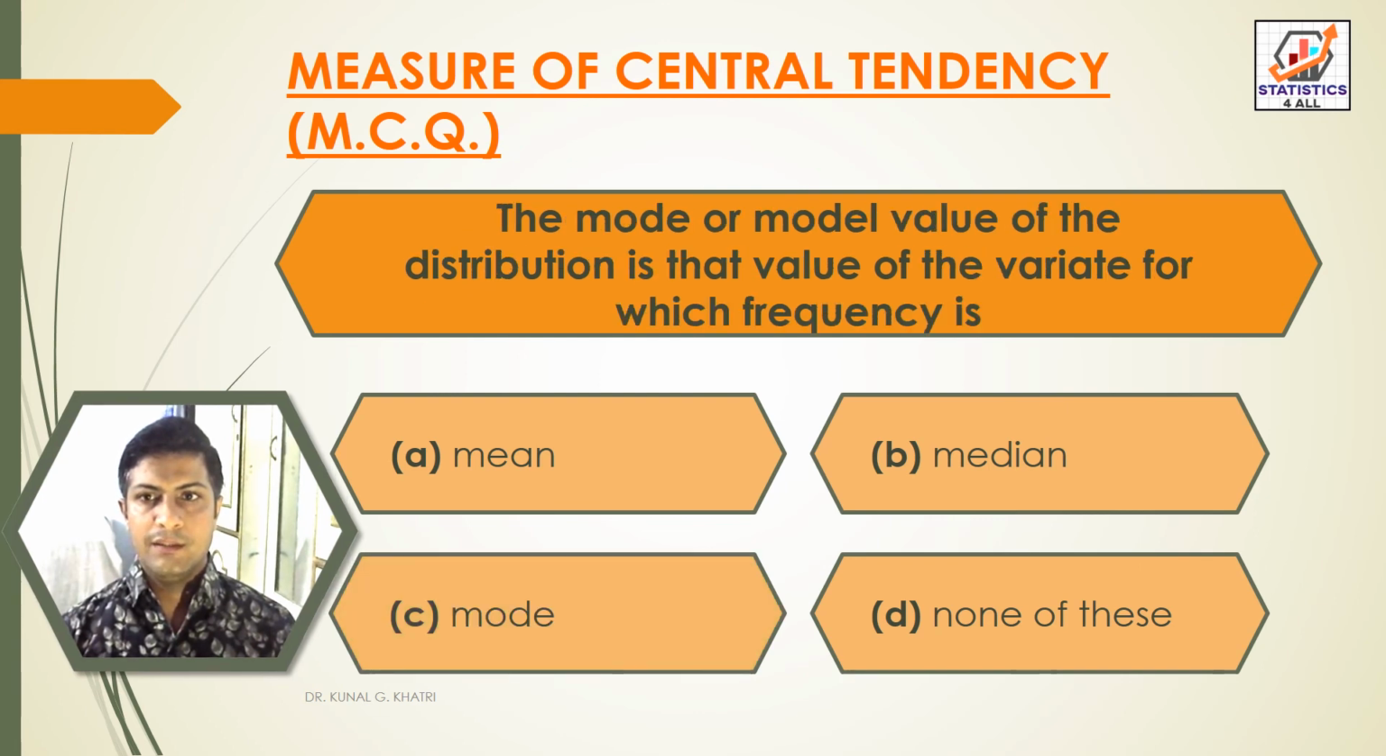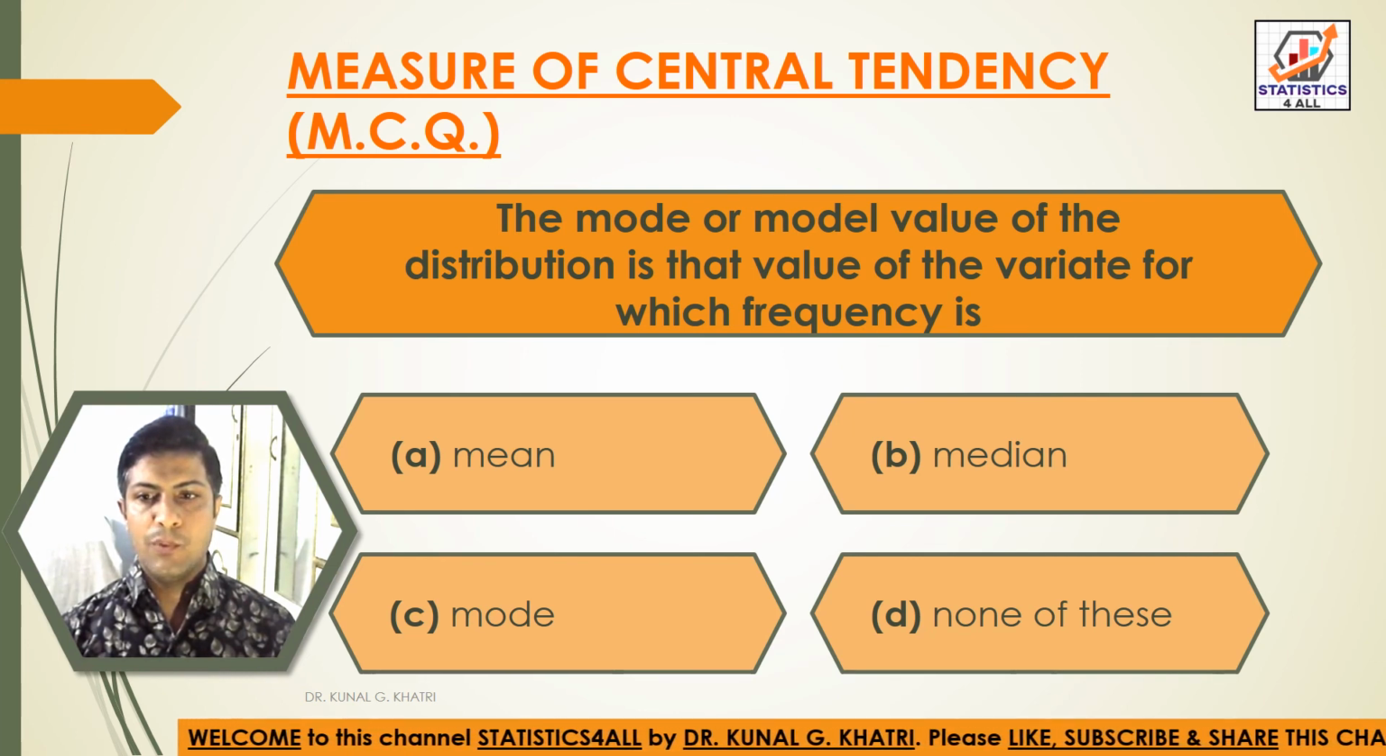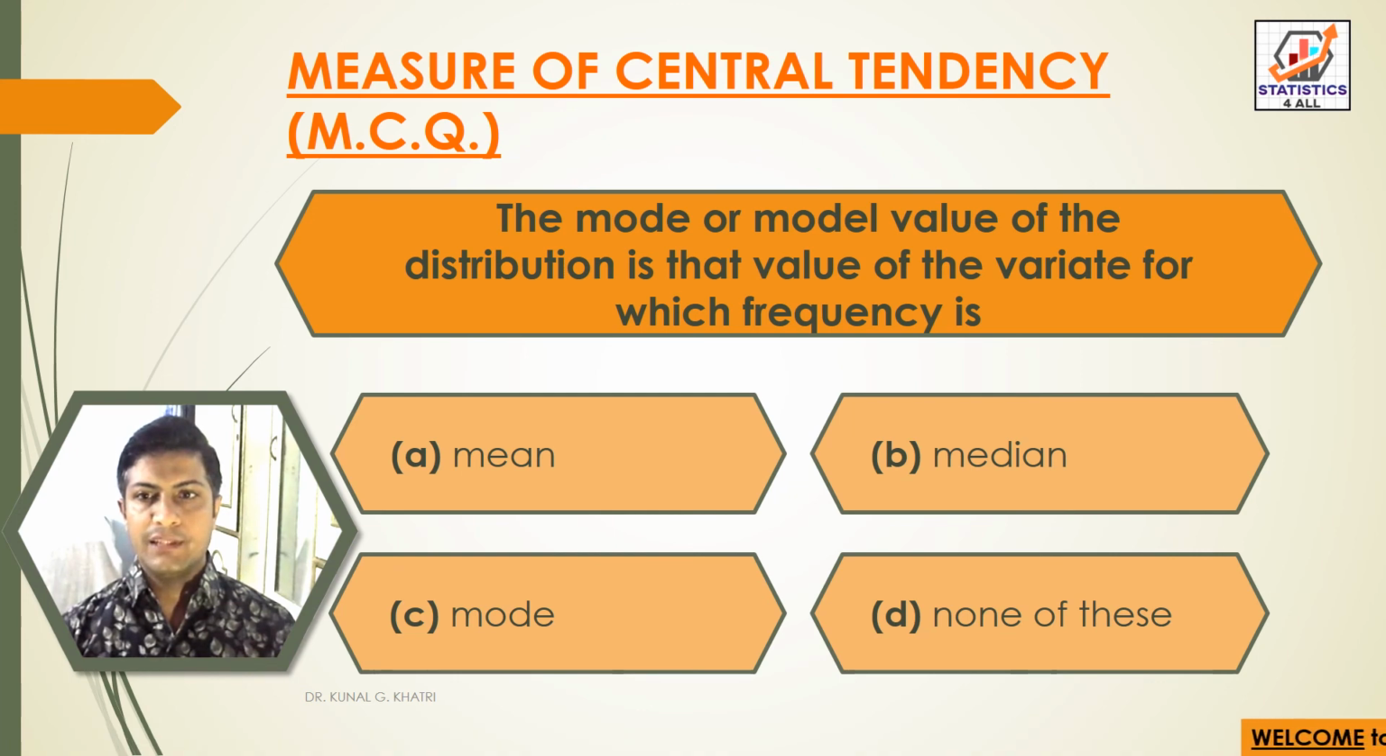Next question. The mode or modal value of the distribution is that value of the variate for which frequency is option A, mean, option B, median, option C, mode, option D, none of these. So here we have answer option C, mode. The mode or modal value of the distribution is that value of the variate for which frequency is mode.